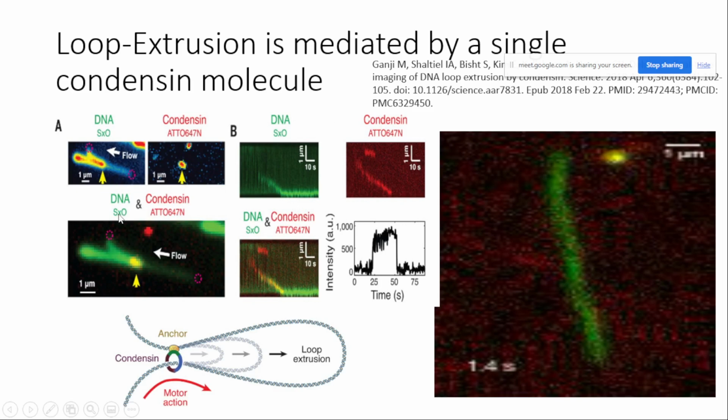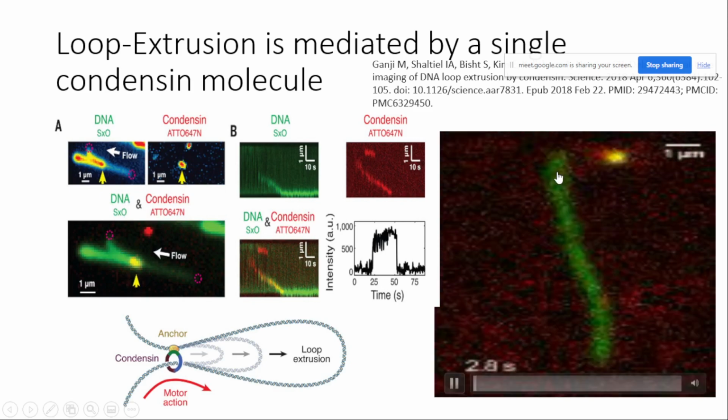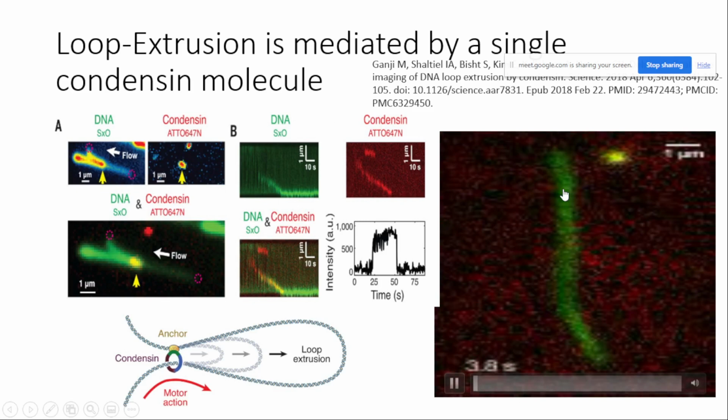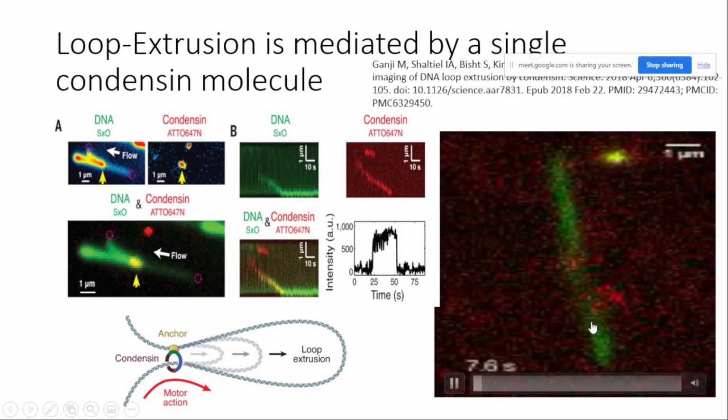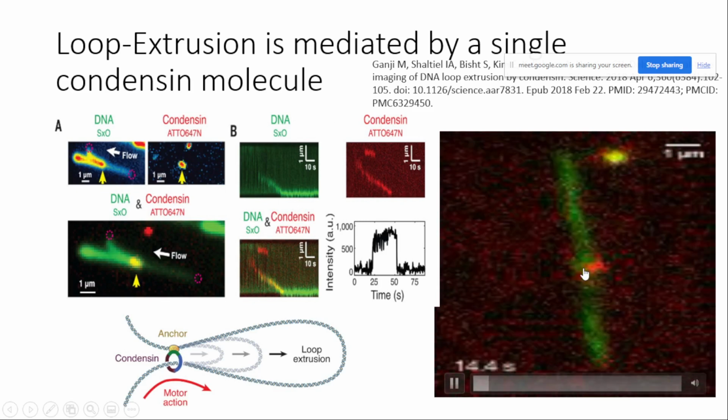they stained the DNA with Sytox Orange. They attach the fluorophore to the condensin, which will emit the red color. DNA will emit the green color, and if there is any interaction between the condensin and DNA, that position will be yellow color, which is denoted by the arrow here. So now if you play the video, you will see that initially there is DNA, there is no trace of condensin.